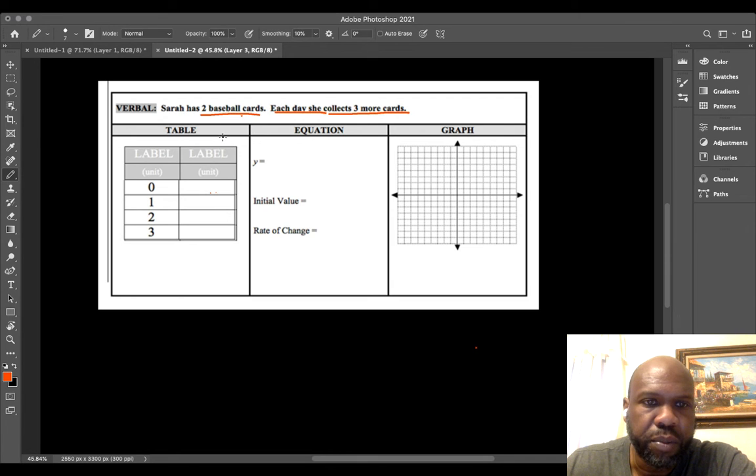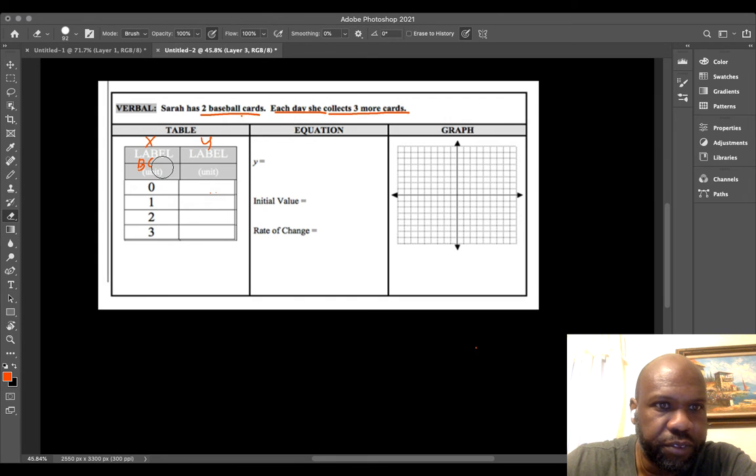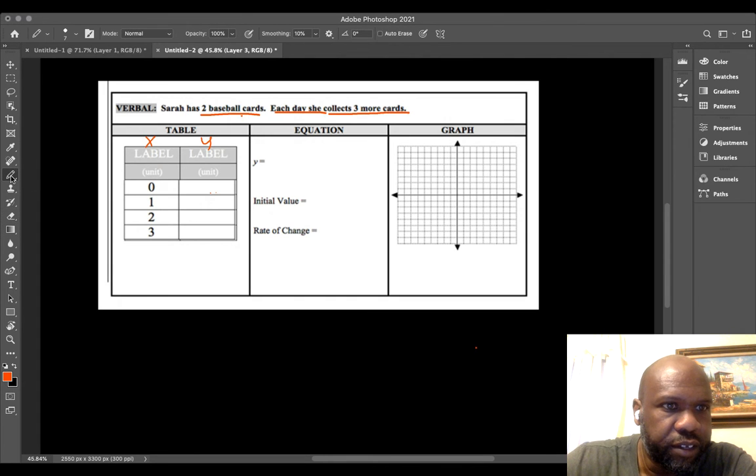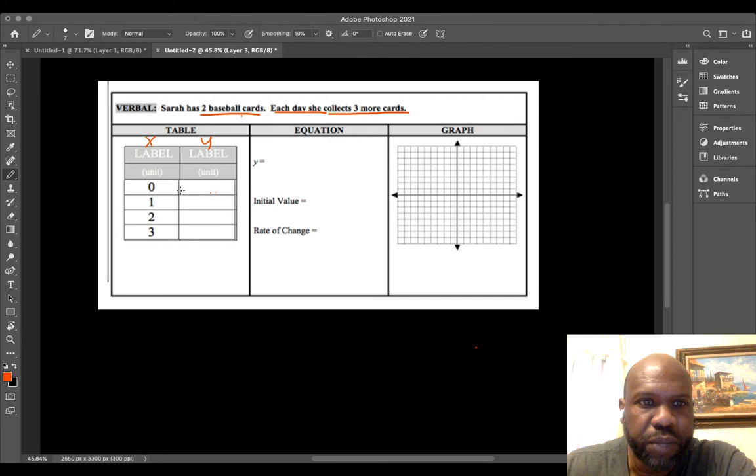So let's label the table and figure this out. We know this is going to be the X, this is going to be the Y. Now, what is the X in this situation? If you think about it, the X is the baseball cards. I'm going to put BC for baseball cards. Oh, actually, I'm sorry, my fault. That's not the X value. Take that away. I always have been doing this stuff backwards.